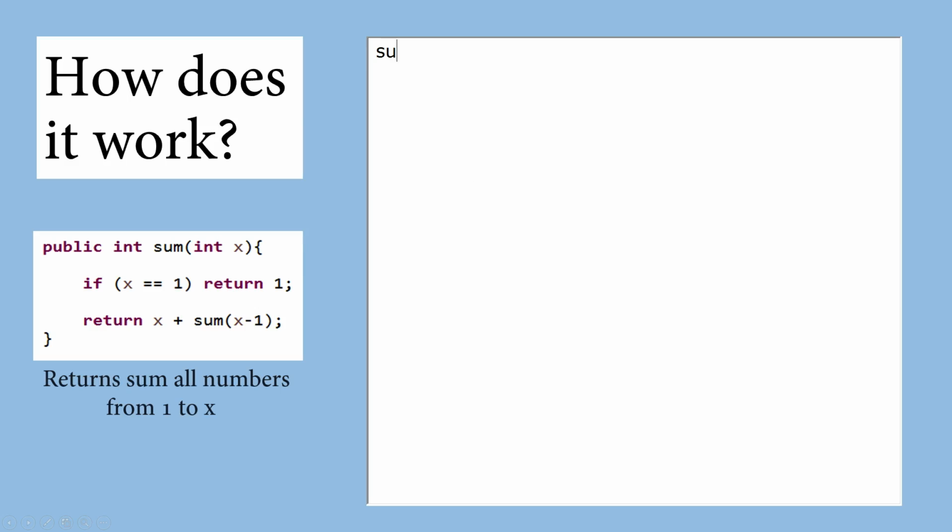Okay, how does this recursive method work? Well, if we wanted to find sum of 3, let's just check our method. So x is going to be equal to 3. First we check to see if x is equal to 1. Well, it's not because it's going to be equal to 3, so we can skip this. And we go here and we return x plus sum of x minus 1. So for sum of 3, we can just do 3 plus sum of 2.